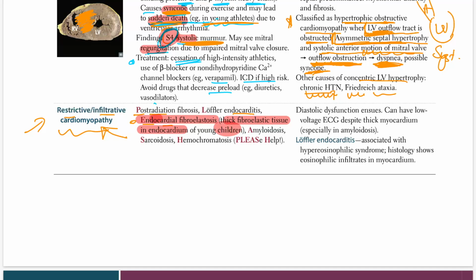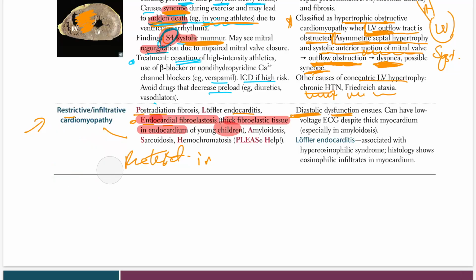And all of this, this is your endocardium, myocardium, epicardium, right? So when you are infiltrating the endocardium, what's going to happen is you restrict the filling, right? There's going to be restriction of filling. When you restrict the filling in diastole, what's going to happen is diastolic dysfunction, because the filling is restricted.